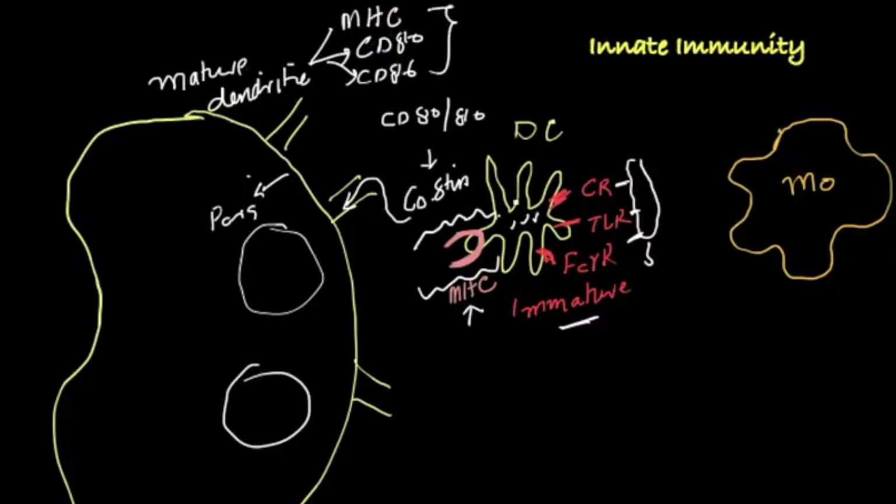So when they are immature, they don't have co-stimulatory signals, they don't have MHC, they just have complement receptor, toll-like and FC receptor. They help in phagocytosis, and once they are inside the cell, then they will become activated and will slowly start moving towards the lymph node, and they will express MHC, then CD80, 86, and now they are called a mature dendritic cell.